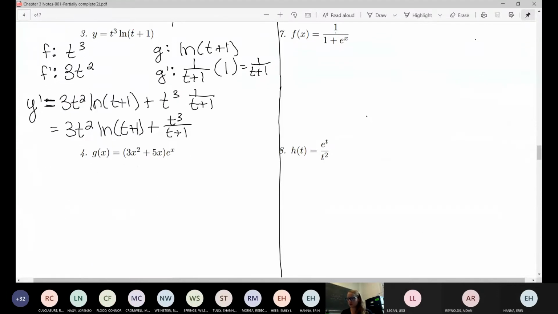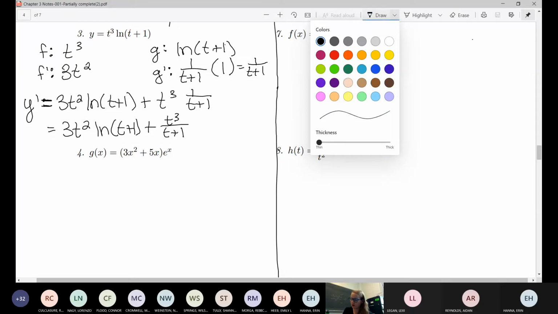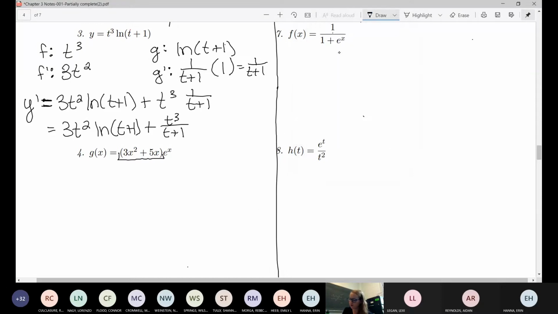We ended on this problem 3 last time. So let's just finish up these last 3 here. So number 4, we have a product of essentially this 3x squared plus 5x and this e to the x. Again, remember, I kind of just like splitting it up and getting all of my pieces before I piece it together. But however is best for you.